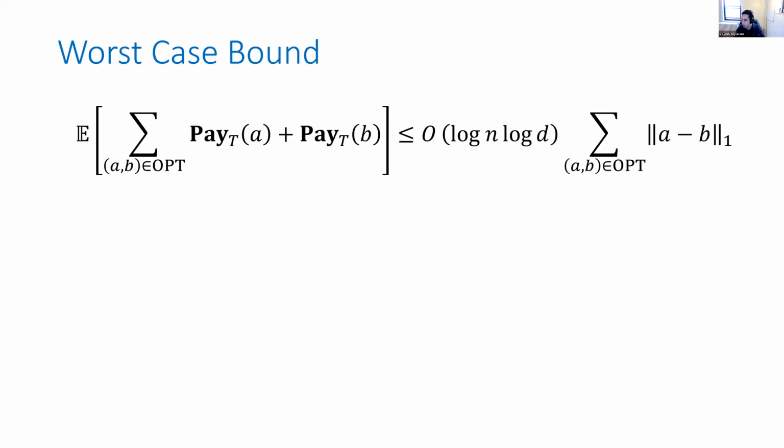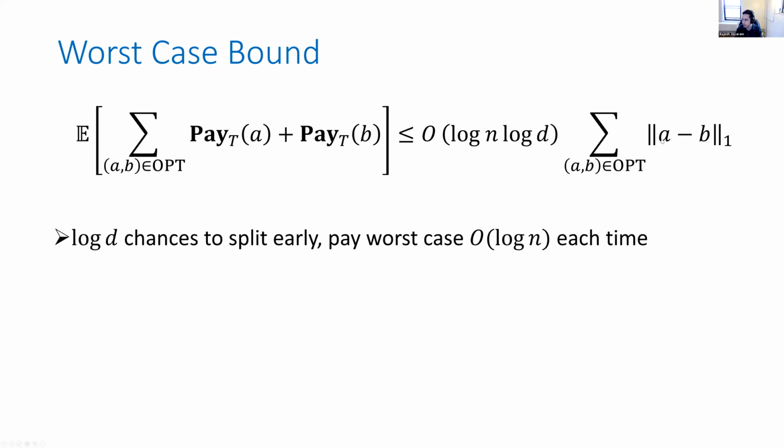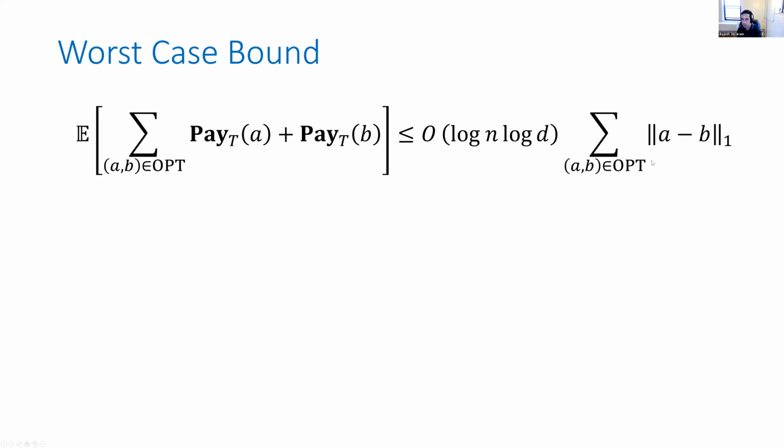And summing this over all the points, this says the overall approximation is at most log n times log d times the sum of all points, which is log d times the optimal cost. So what we just did on a couple of slides is completely prove the earlier approximation, which was known for Quadtree.